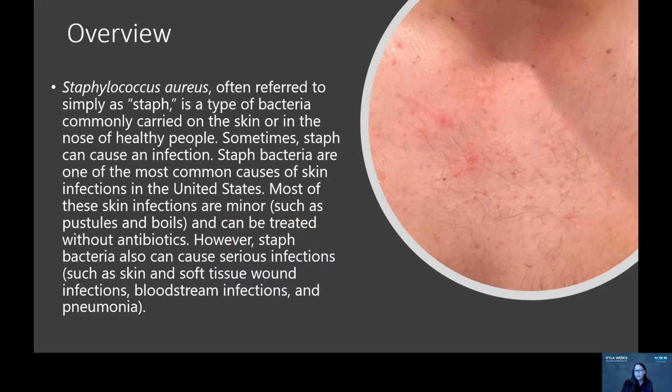Staphylococcus aureus, often referred to simply as staph, is a type of bacteria commonly carried on the skin or in the nose of healthy people. Sometimes staph can cause an infection. Staph bacteria are one of the most common causes of skin infections in the United States. Most of these skin infections are minor, such as pustules and boils, and can be treated without antibiotics. However, staph bacteria can also cause serious infections such as skin and soft tissue wound infections, bloodstream infections, and pneumonia.